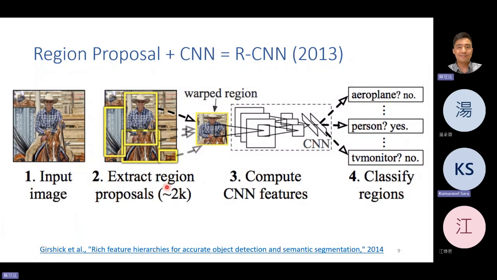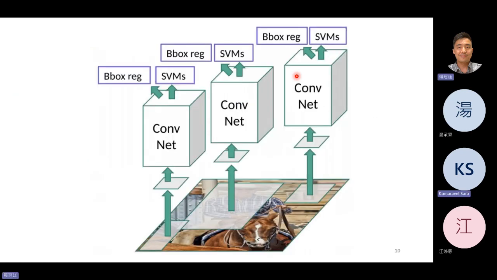First we try to extract all regions that could have objects, or object candidates. It's around 2,000 region proposals. And for each proposal, they calculate the CNN features and then try to classify it into one of the objects. So this is the first version, R-CNN. As you can expect, it's very slow. It means that you need to do CNN classification 2,000 times.